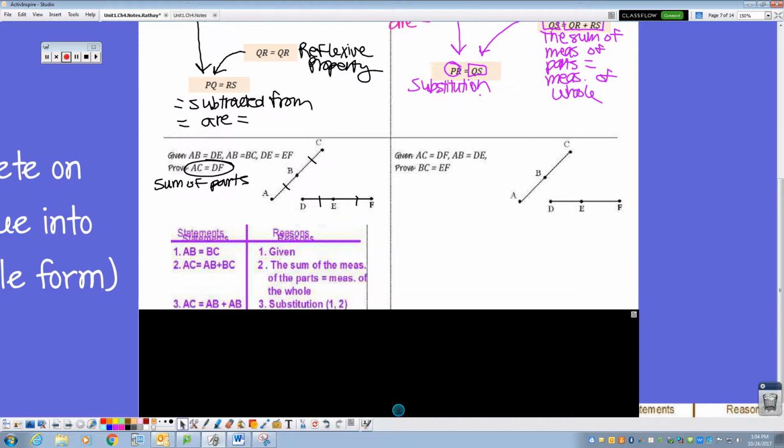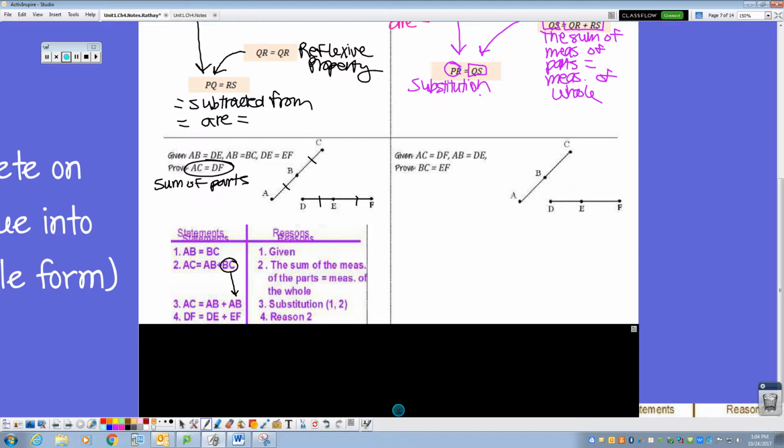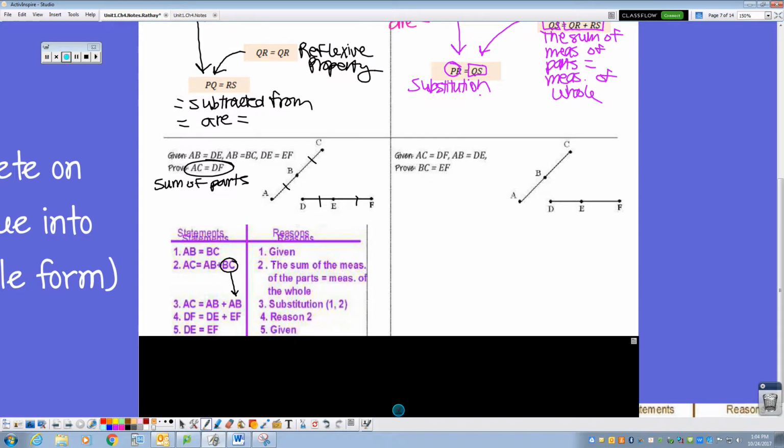So I swapped out this BC and turned it into an AB, which we are allowed to do per step one. Step one says that they're the same thing. Then I said that DF was equal to DE plus EF, which we know. And my reason is reason 2. I didn't have to write it out again because I already wrote it once, and I'm just referencing that step instead of writing the whole thing again.